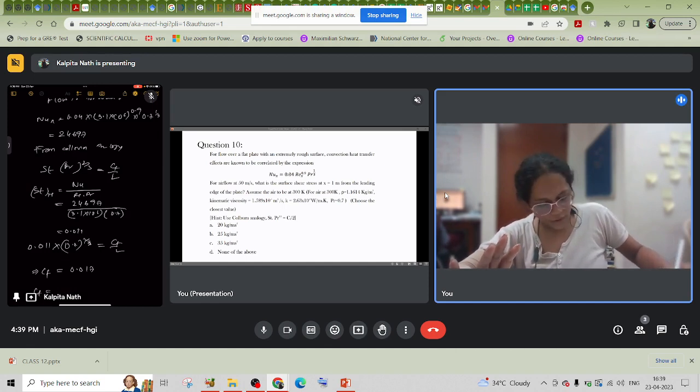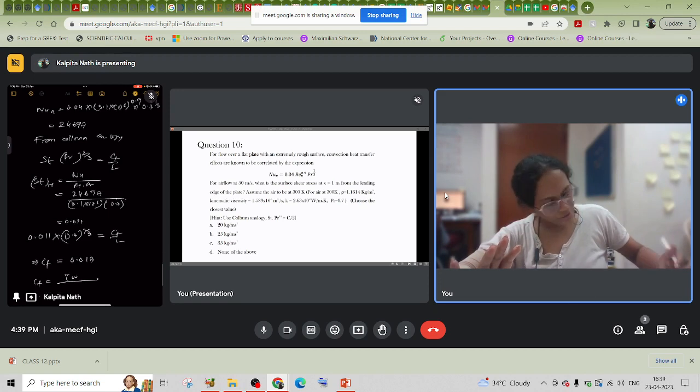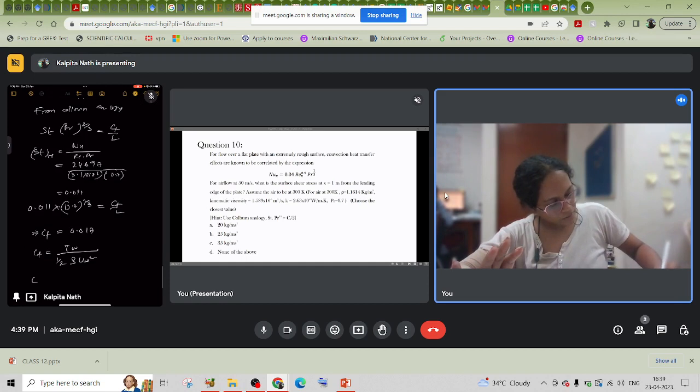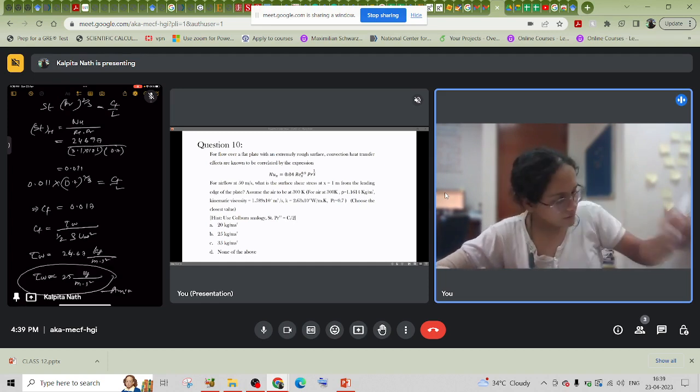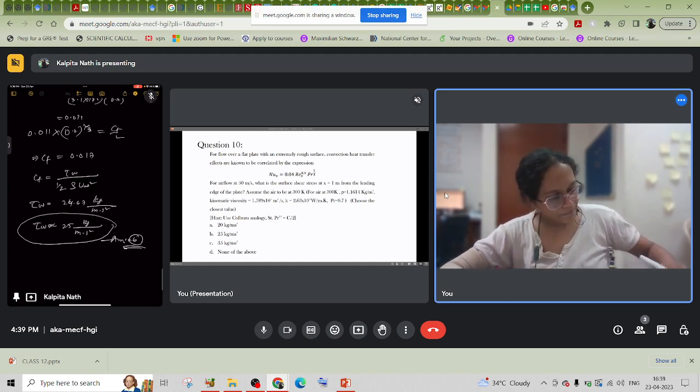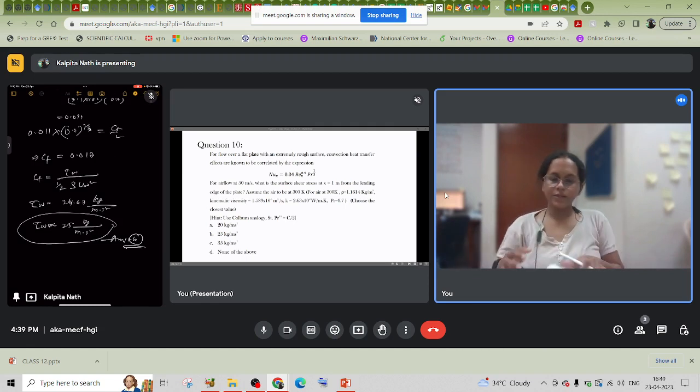So Cf is equal to wall shear stress upon half rho u infinity square. So shear stress is equal to 24.67 kg per meter second square. So shear stress is approximately equal to 25 kg per meter second square. If we look into the options, this is option B, right? Now let us proceed to the next question.